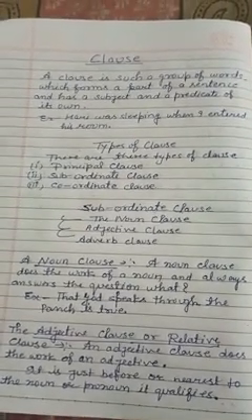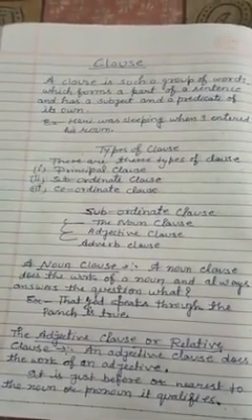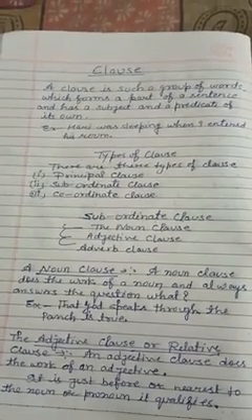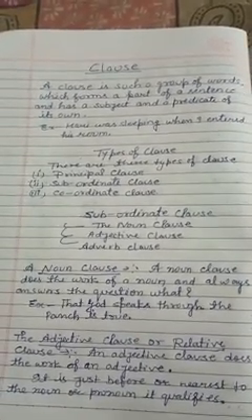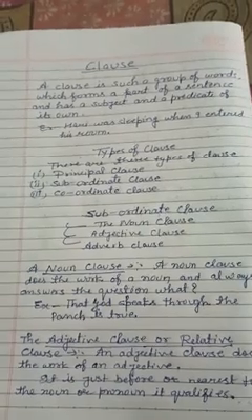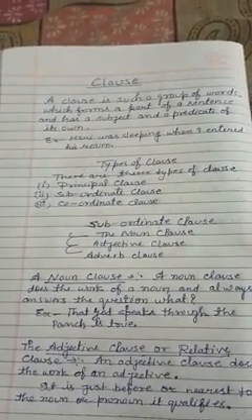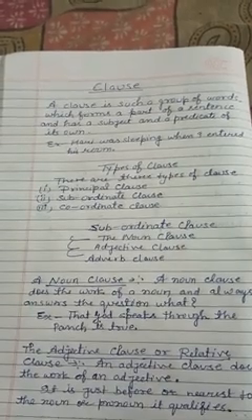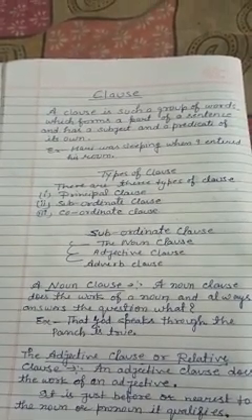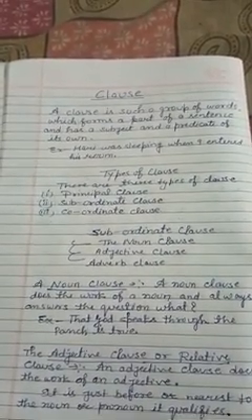What is a clause? A clause is a group of words which forms a part of a sentence and has a subject and a predicate of its own. Example: Hari was sleeping when I entered his room.